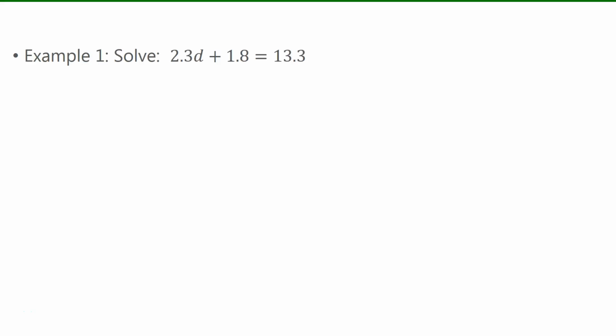Example 1, we have to solve 2.3d plus 1.8 is equal to 13.3. If I'm trying to isolate the variable, the first thing I'm going to do is get rid of this plus 1.8. Now the inverse operation of adding 1.8 is subtracting 1.8. So I'm going to subtract 1.8 from both sides.